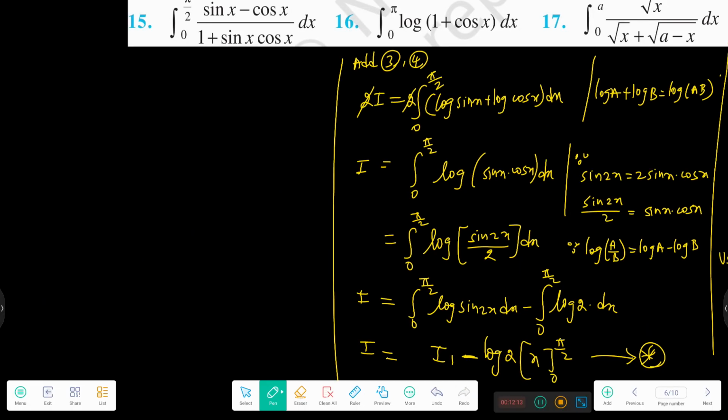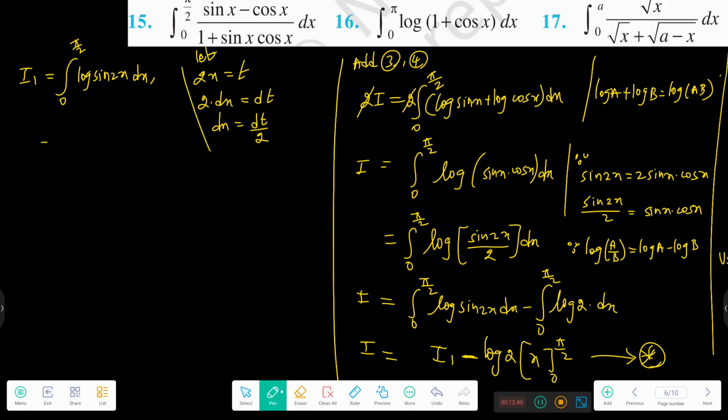Next, I will simplify I1. I1 equals the integral from 0 to pi by 2 of log sin 2x. This alone we have to simplify. Here the 2x is the problem I said. If you bring x over, then take 2x alone as t. Let 2x be t. When you differentiate, dt equals 2 dx, so dx is equal to dt divided by 2. Now before that you should convert the limits also. This is x, this is t.